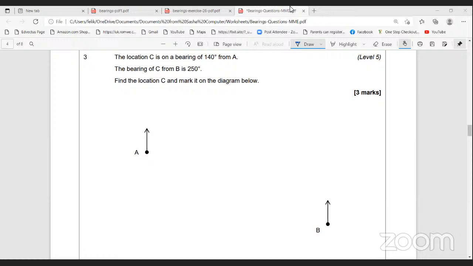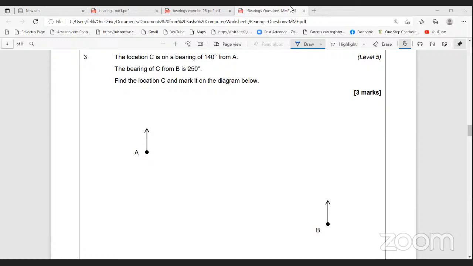Miss, this question has to do with some drawing of lines. Remember, we're not talking about the join of the lines first. We're talking about the first line. The location C is on a bearing of 140 degrees from A. In that first line, we have 2 points. What 2 points do we have in that first line? Miss, C and A. Thank you, Dejana, C and A.